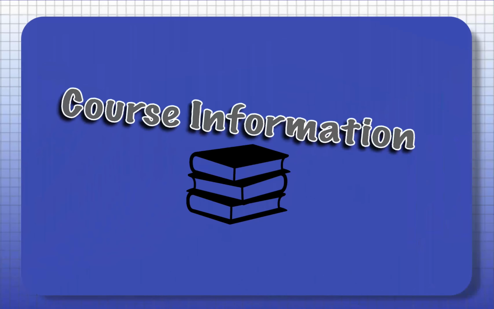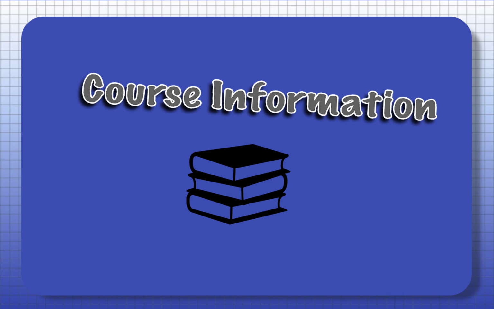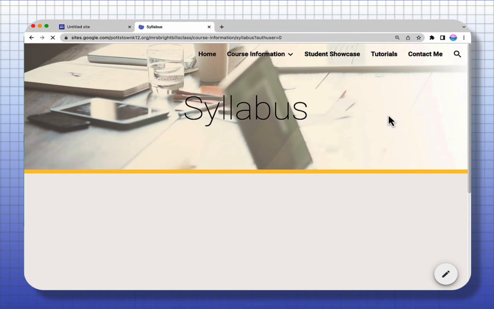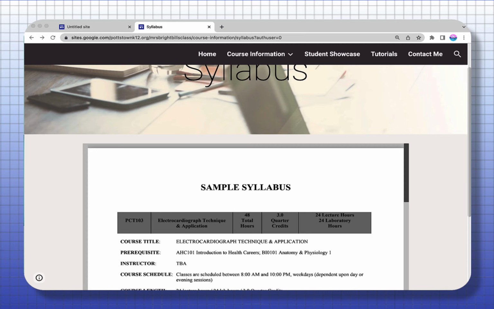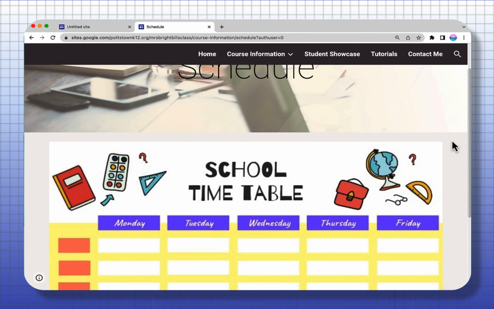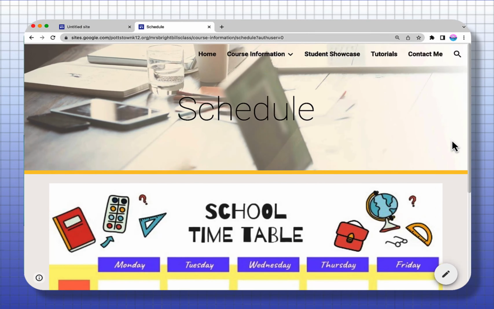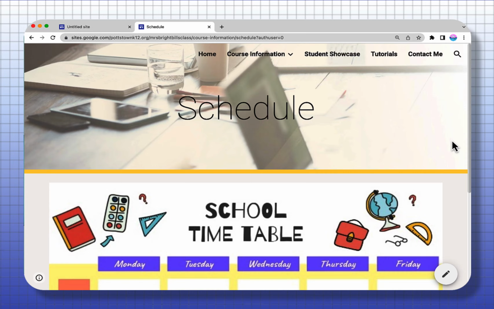Our next element is course information. You want clear and concise information about your course. Some of the course information that you would want to put would be a syllabus. A syllabus is a guide to your course and what you expect of your students over the course of that quarter, that marking period. Other information could be your class schedule. Monday we have art, Tuesday we have music, just so that everyone is prepared and they know what's going to happen each day of the week.